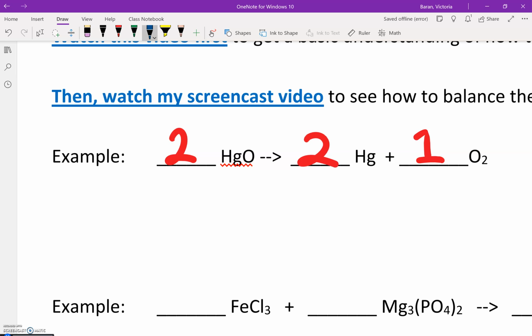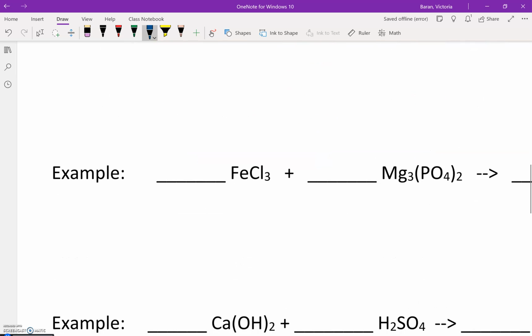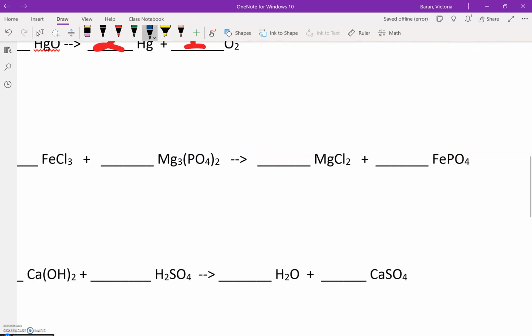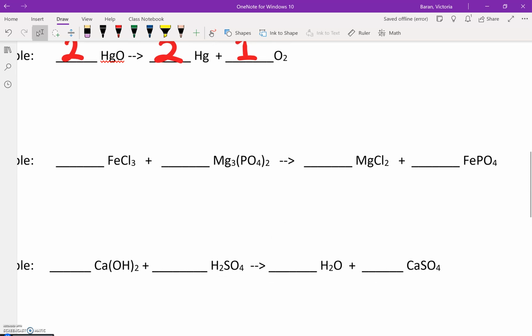All right, now let's get to a more difficult problem. One thing I will say is when it comes to oxygens and hydrogens, I recommend doing those last. And then in this one, I'll address that here when we get there in a moment. Also, I'm going to address the polyatomic ions as well.